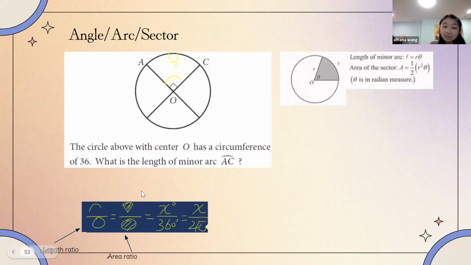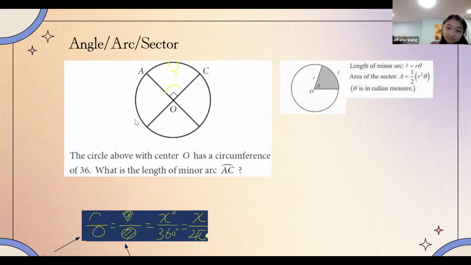So we know that the length of an arc over the circumference is the same as the area of that sector over the area of the circle, and that's also equal to the number of degrees in an arc over 360 degrees, or the number of radians in the arc over 2 pi, because those are all the same. Okay, so the circle has a circumference of 36, so we're trying to find the length of AC.